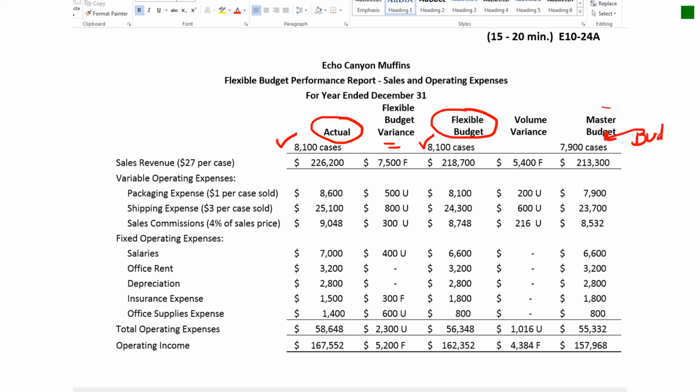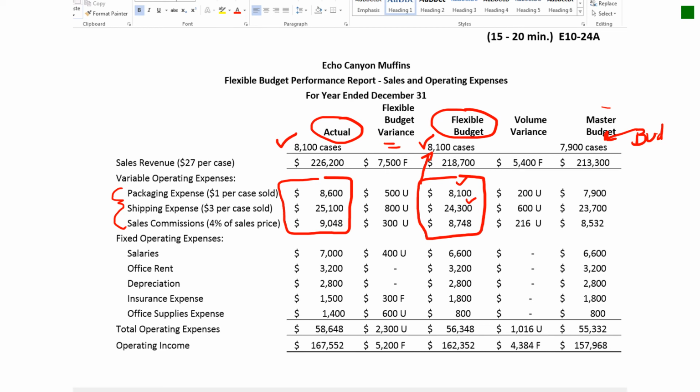Now, you'll notice your variable expense category, these next 3 items. For the actual, they gave you these numbers. For the flexible budget, the way you're going to calculate these numbers is you're going to take this volume of 8,100 and multiply by these units. So for example, for packaging expense, you would take 8,100 times $1, which gives you 8,100. 8,100 times $3 gives you 24.3.